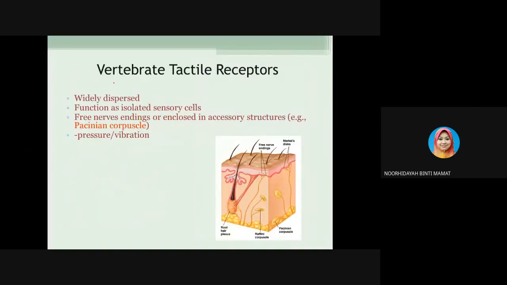So we move to the vertebrate tactile receptors. These tactile receptors are widely dispersed and function as isolated sensory cells. They have a free nerve ending or are enclosed in an accessory structure. For example, they have a Pacinian corpuscle here, and they function in pressure and vibrations. So the tactile is actually related with touch, okay, the touch.